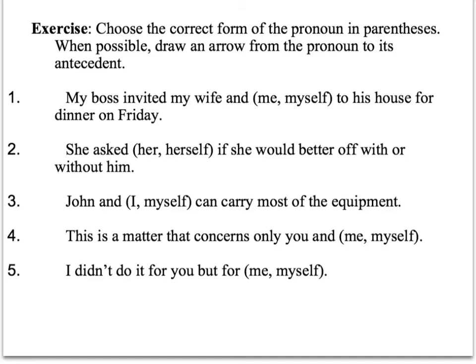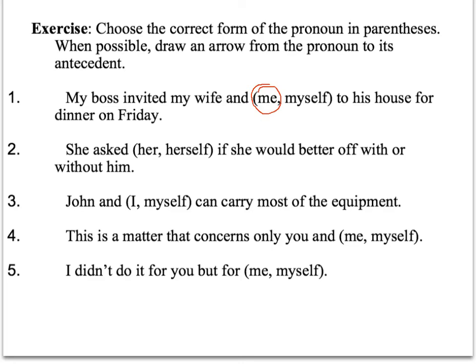Number 1. My boss invited my wife and me or myself to his house for dinner on Friday. My boss invited my wife and me, or my boss invited my wife and myself. Well, if it's myself, then we have to figure out what the antecedent would be. The antecedent for myself has to be I in this case, and there is no I. Therefore, it has to be me. And there is no antecedent for me. That's why I'm using the personal pronoun form.